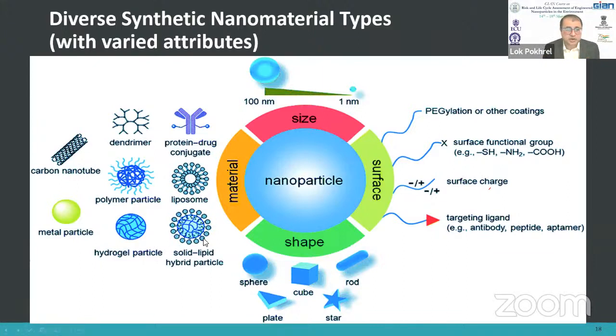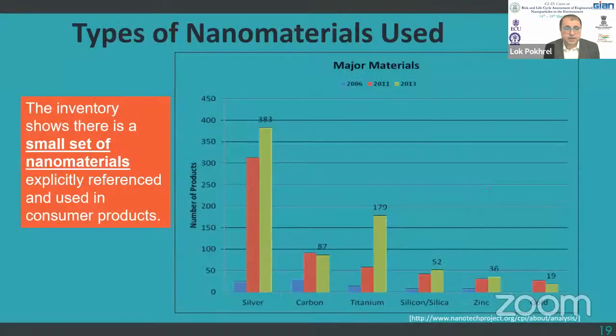And solid lipid hybrid particle. Again, this is another example of a complex nanomaterial. So there is so much diversity within the nanoparticle based on size, surface charge, shape, material type used, surface decorations, and so on and so forth. So it is really a complex undertaking when you are trying to study the nanomaterials in the lab. This is just to show you how widely nanomaterials are used.